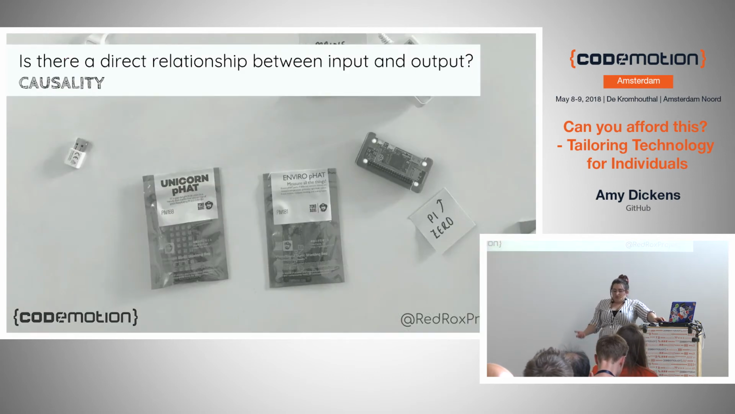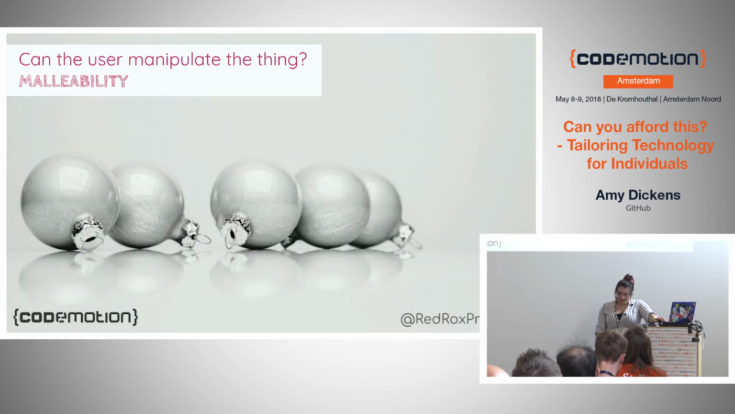And to do that, we wanted to create a gesture relationship between input and output, so the causality. So I used the Enviro hat and the Unicorn Pi hat, because the Enviro hat will get the data on the gesture, and on the Unicorn hat I can display light changes for those gestures, so I can give a visual cue as well as an audible cue. And then, can the user manipulate the thing?